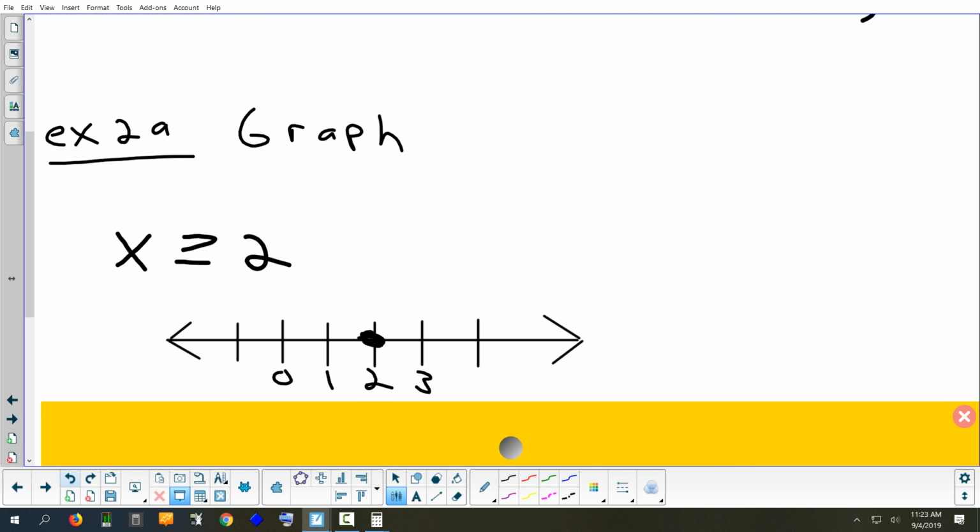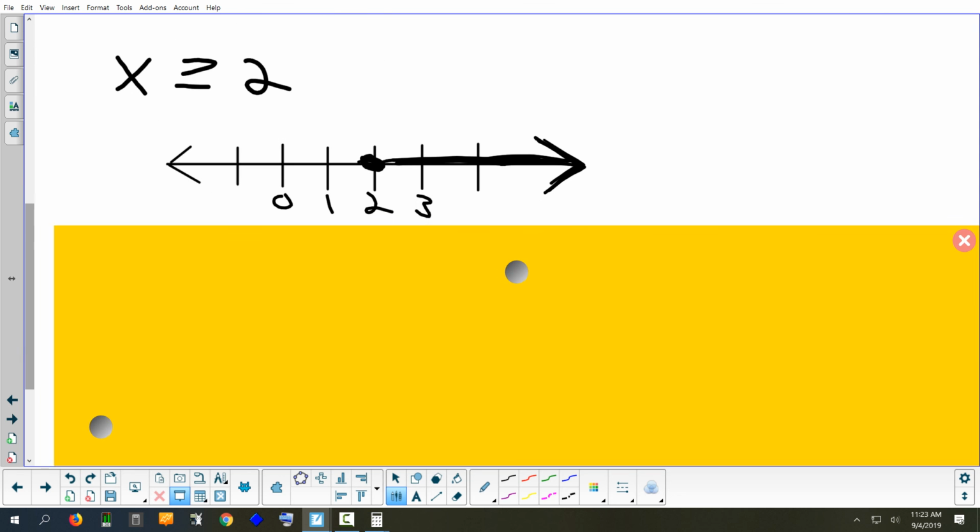I'm sorry, can you repeat the question? Which way do I have to shade? It's greater than 2, so you have to shade to the right. Yep. All the numbers that are greater than 2 are going to go this way. Some teachers might have you shade above the line. I don't care if you shade above the line, on the line. That's fine. Okay. Questions on that?